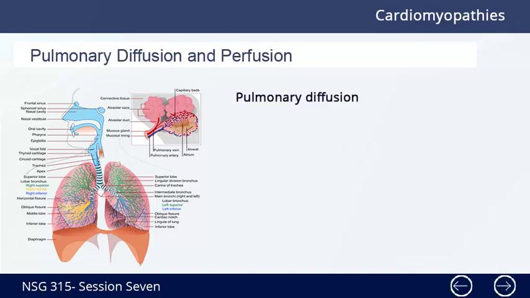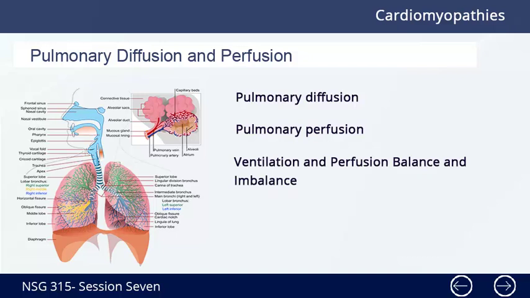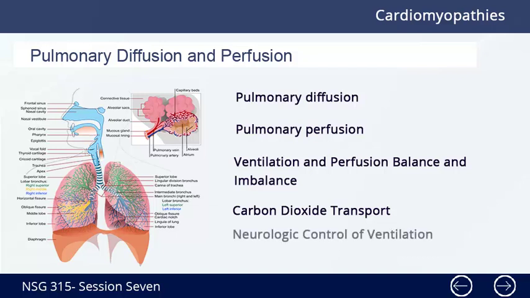Pulmonary diffusion and perfusion. Pulmonary diffusion is the process by which oxygen and carbon dioxide are exchanged from areas of high concentration to areas of low concentration at the air-blood interface. The alveolar capillary membrane is ideal for diffusion because of its thinness and large surface area. Pulmonary perfusion is the actual blood flow from the pulmonary vasculature.